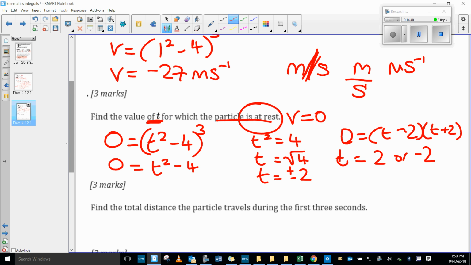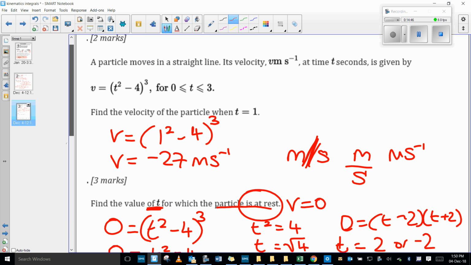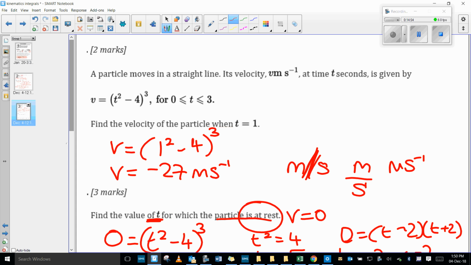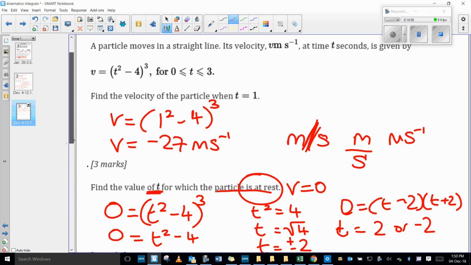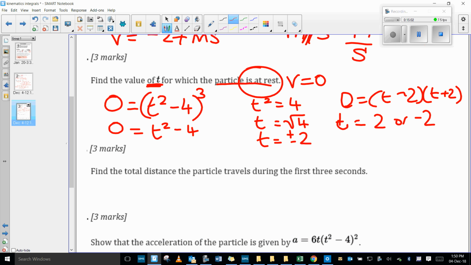However, we go back to the original question, and what did it say about... oh, it didn't. Well anyway, we're talking about between 0 and 3. Is time going to ever be negative? No. So we would have to say that time is 2 seconds. Make sense? So whilst we officially have two answers, for a practical situation we're only going to have one. Okay, so we know it's at rest at 2 seconds.